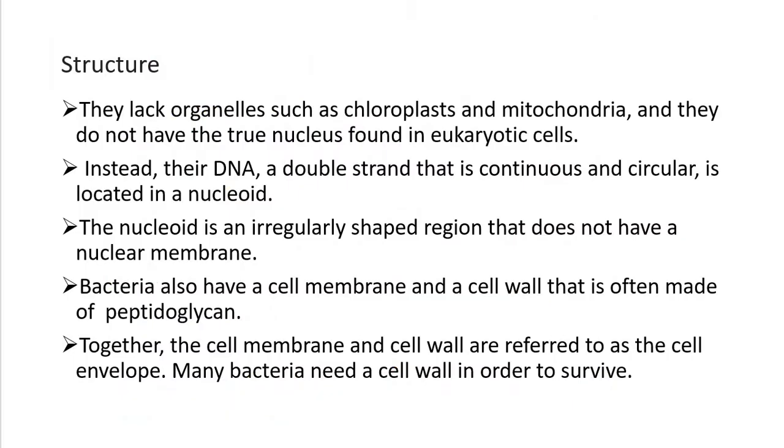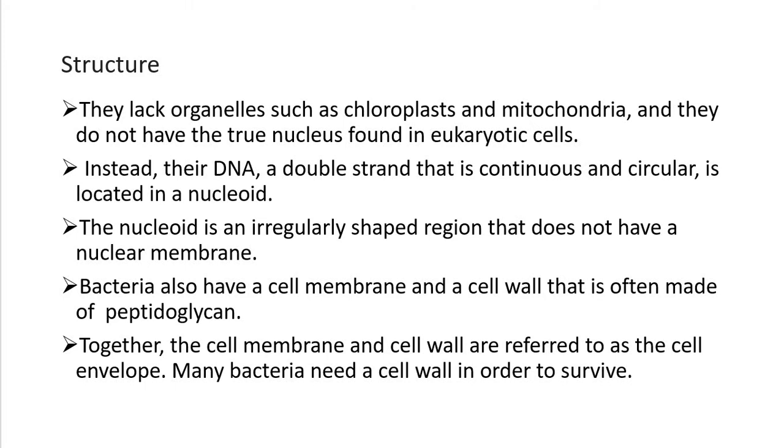And if we see the structure of bacteria, they lack organelles such as chloroplast and mitochondria. They do not have the true nucleus found in eukaryotic cells. Instead, their DNA, a double strand that is continuous and circular, is located in a nucleoid region. They don't have a linear double-strand DNA; they have a continuous and circular DNA. The nucleoid is an irregularly shaped region that does not have a nuclear membrane.